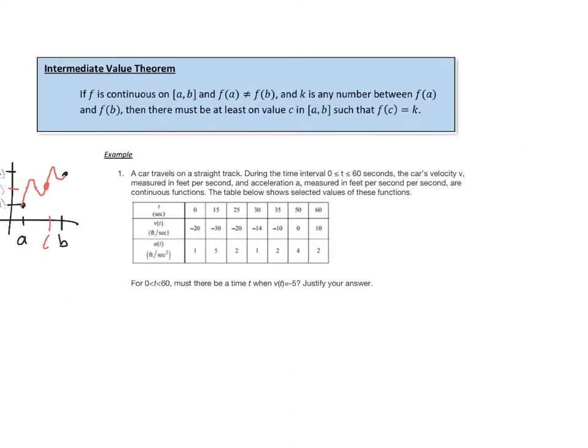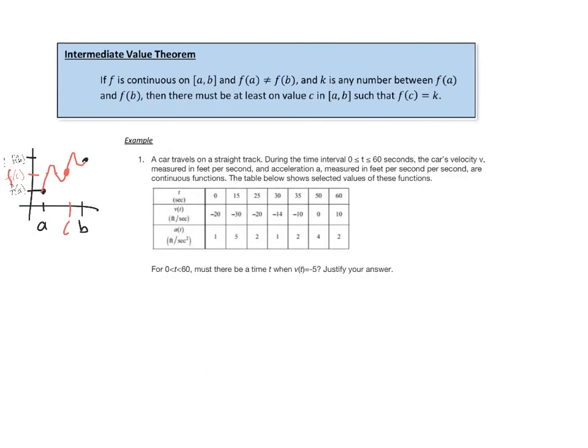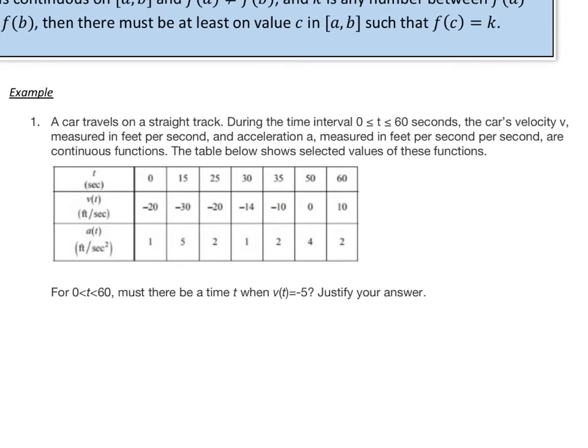All right, so let's look at a couple of problems. These are AP problems that use the intermediate value theorem. We've got a car traveling on a straight track, and during some time between t equals 0 to 60, the car's velocity v is measured in feet per second and acceleration a is measured in feet per second per second. And these are continuous functions. That's important. If they're not continuous functions, then this doesn't work. And by the way, that's a clue that we're going to be using the intermediate value theorem.